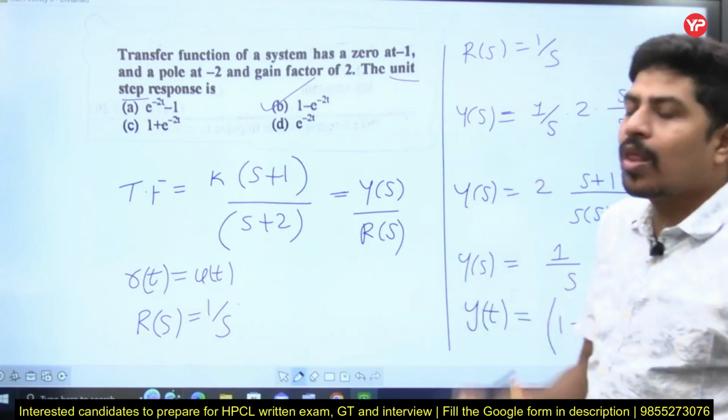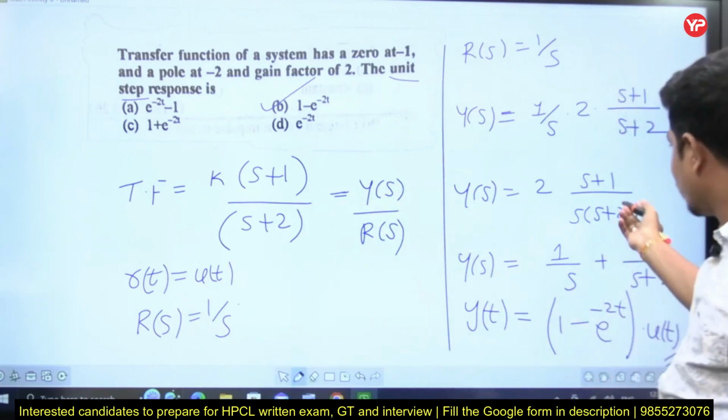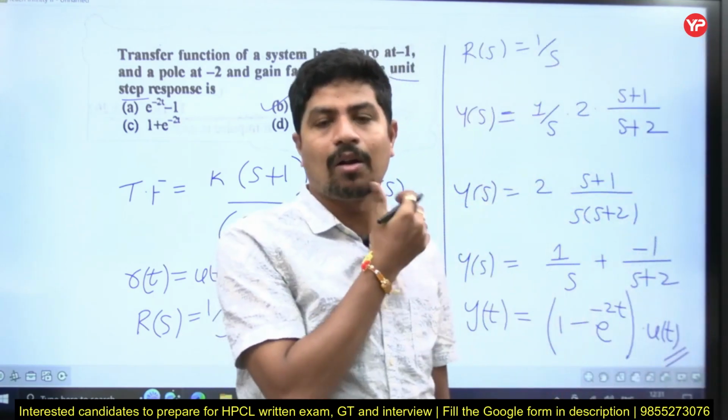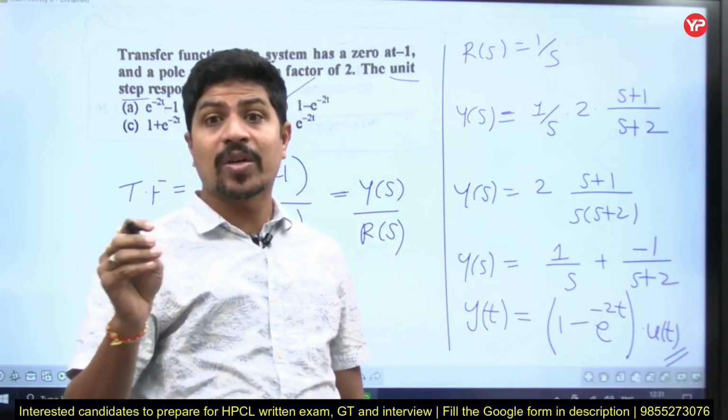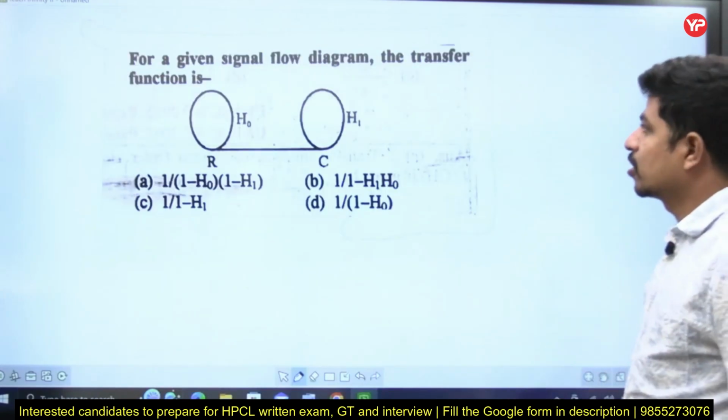See, if you know the concept this way, easily, I wrote partial fractions here by inspection. I did not consider any A, B, C and all, right? So that is called the direct inspection method of finding partial fractions, right? Let's go to the next question.